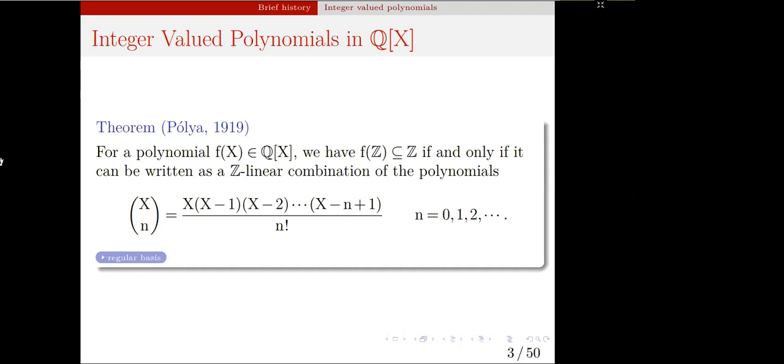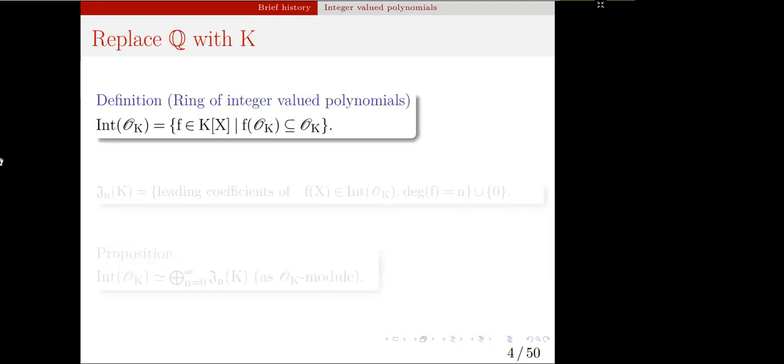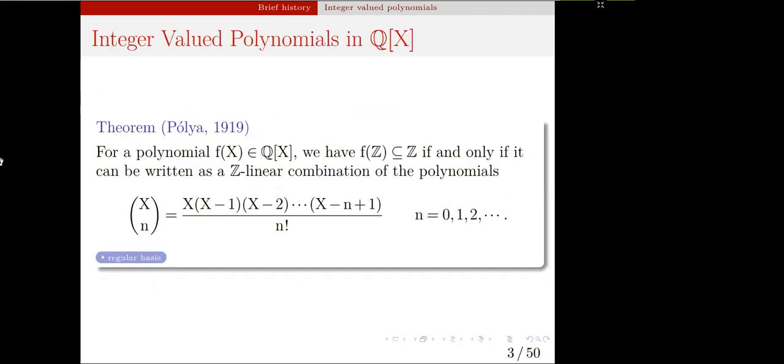More generally, let K be a number field with a ring of integers O_K, and define the ring of integer valued polynomials over O_K to be the set consisting of all polynomials f with K-rational coefficients, such that f maps O_K to O_K. And Pólya was interested in determining, for those number fields K rather than Q, whether we could find a result similar to this formulation.